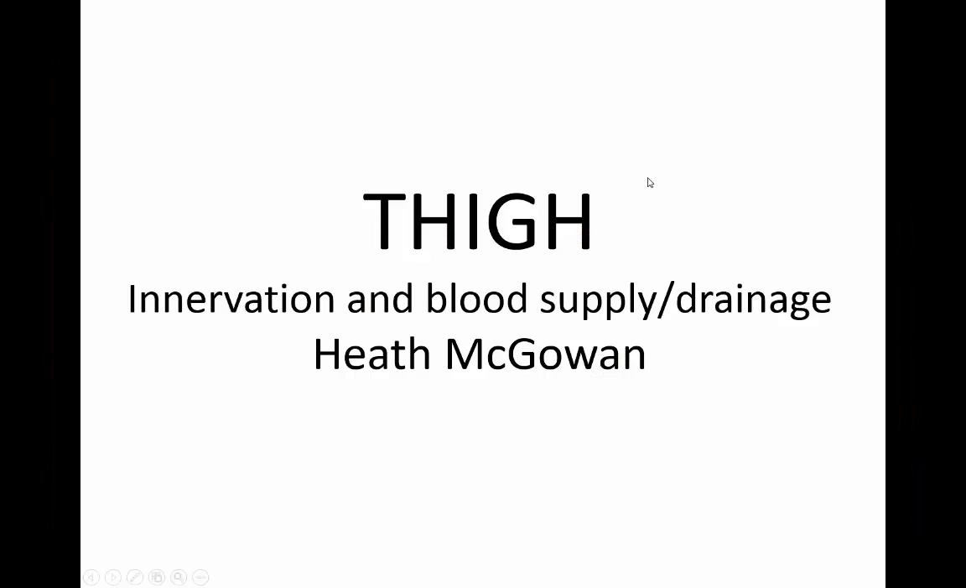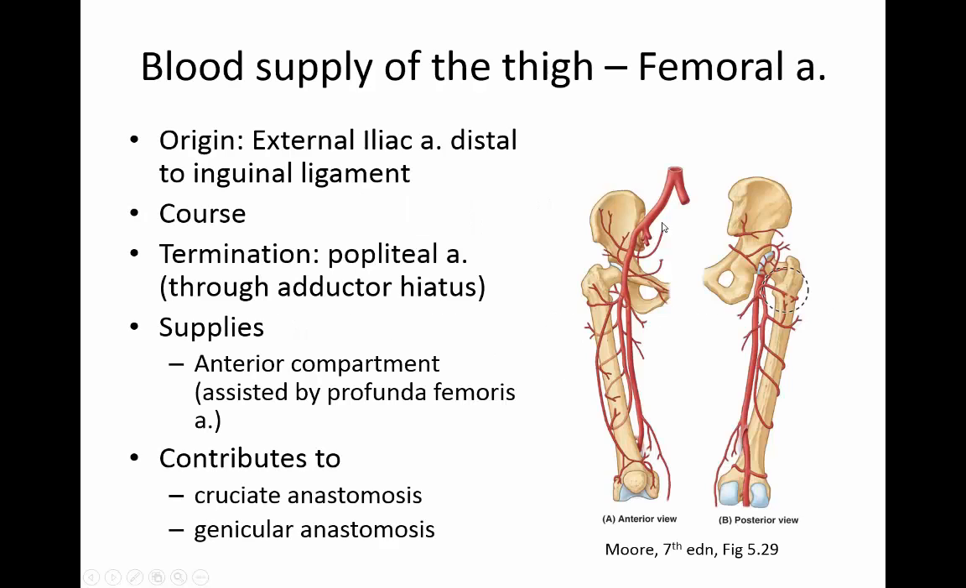This is a presentation on the innervation and blood supply and drainage of the thigh. Looking at the blood supply of the thigh, there are 3 muscle compartments, which means we'd expect 3 nerves and 3 arteries. So looking at our anterior compartment, we have a femoral artery.